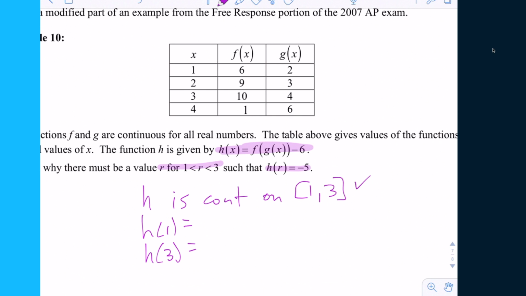H of 1 is f of g of 1 minus 6. So what's g of 1? You get it from the table, it's 2. So what's f of 2? 9. And then 9 minus 6 is 3. And then h of 3, what's g of 3? 4. What's f of 4? 1. So what's 1 minus 6? Negative 5. We want to show that it equals what?